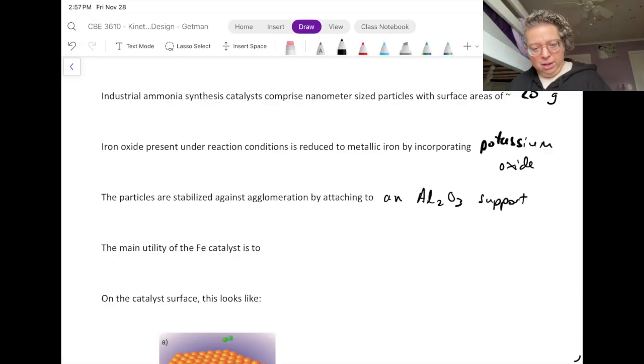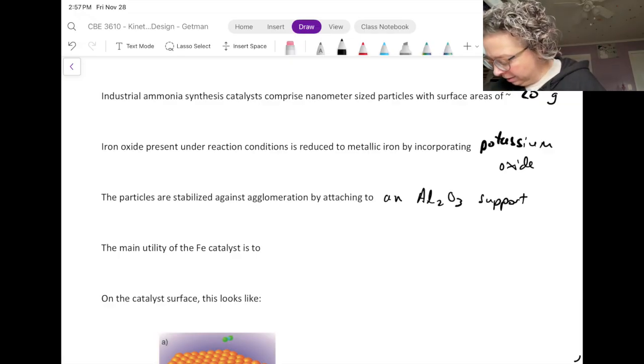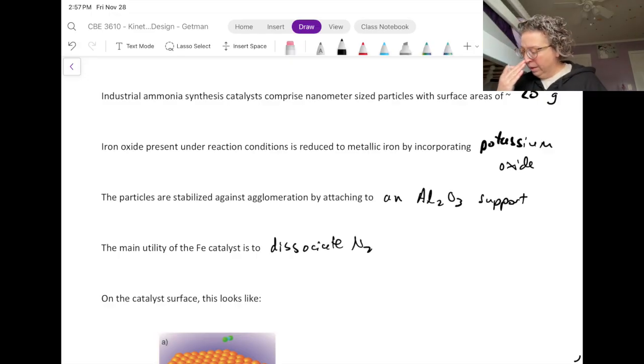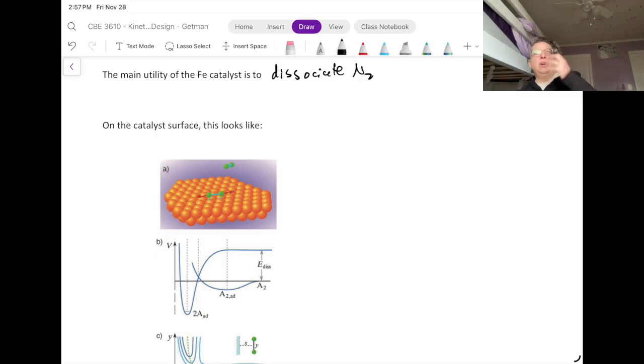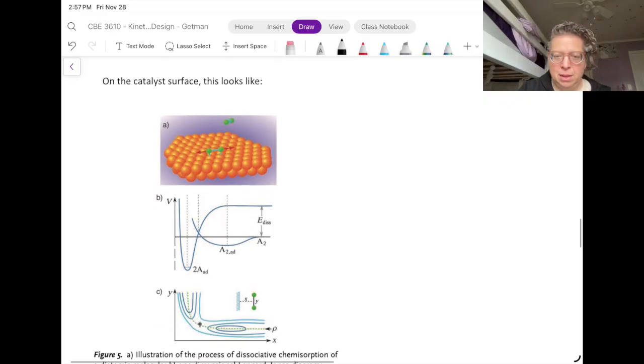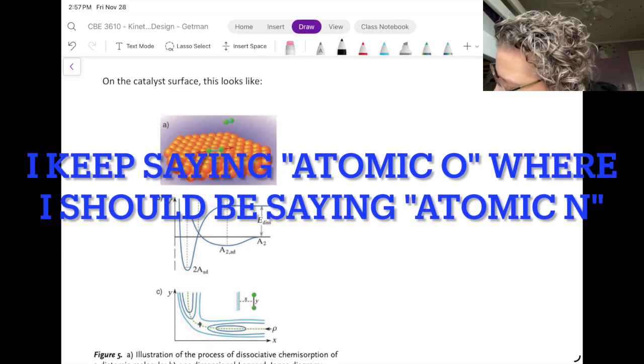The main utility of the iron catalyst is to dissociate molecular nitrogen. That's a pretty difficult thing to do. So that's a triple bond. It's a very strong bond, so it's not something that you can just do with heat. So you need something else. And so a catalyst surface will stabilize atomic nitrogen. It likes to bind with atomic nitrogen, and we can show this energetically.